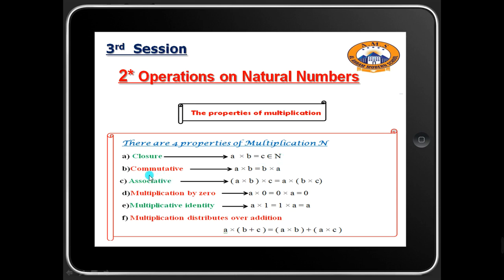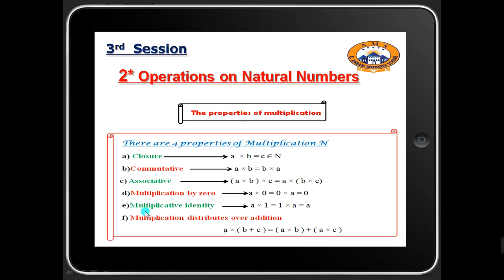And we said that the commutative property changes the places. When we change the places in multiplication, the value doesn't change. When we do the brackets, the associative property, same as addition, the value also doesn't change. Now we have another property, we call it multiplication by 0. Any number, as we studied, my dear students, multiplied by 0, the answer is going to be 0. Okay, so any number, when we multiply it by 0, gives me 0.